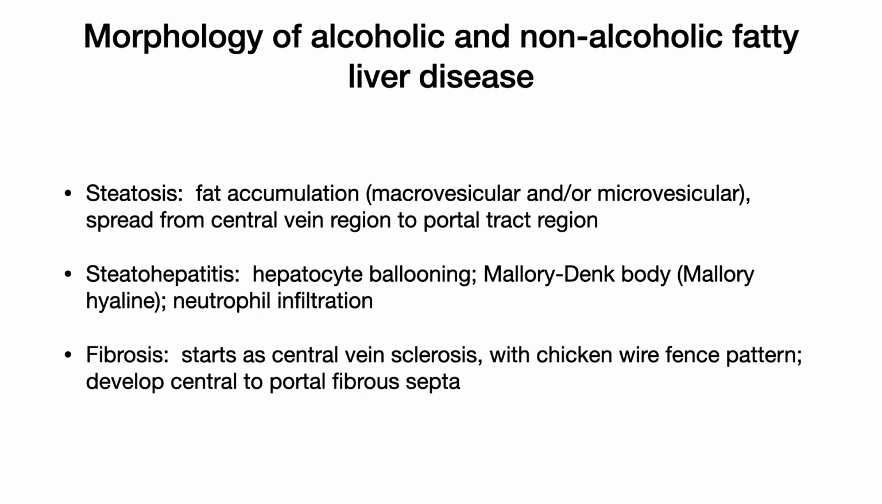Macrovesicular are large vacuoles. Oftentimes one vacuole fills the cell. Microvesicular are small vacuoles. Sometimes you'll see innumerable small vacuoles, giving the cell a foamy appearance. And then it usually starts in the central vein region and progresses to the portal tract region.